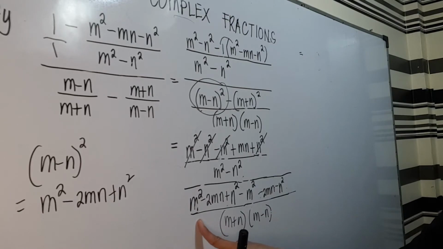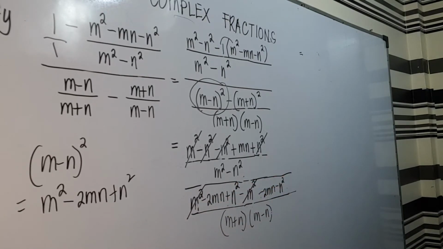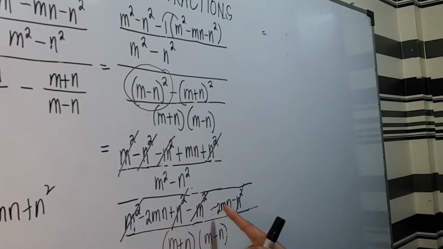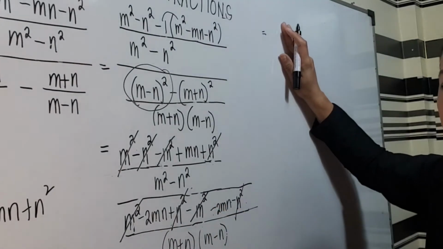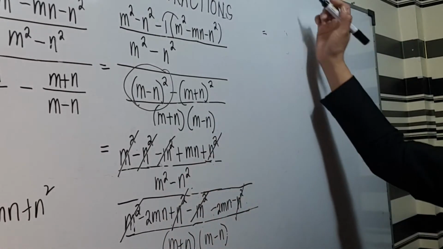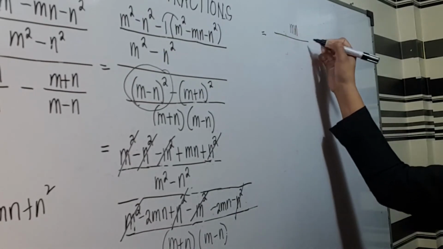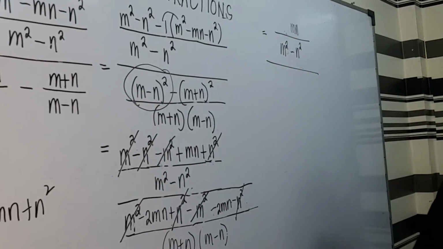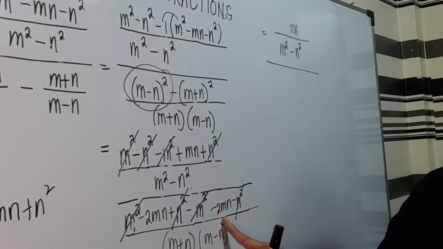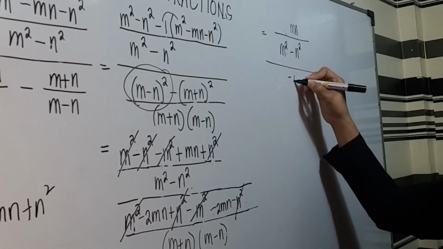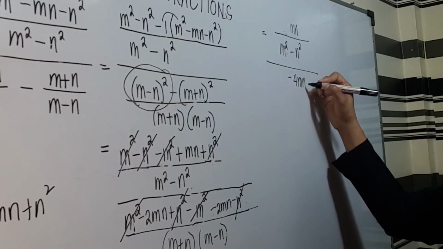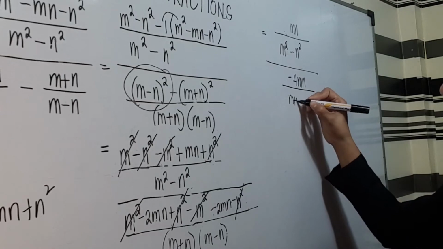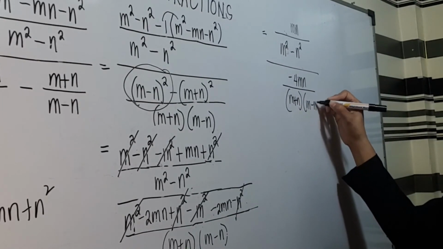Okay? What about in the denominator? We have m squared, negative m squared. Okay? n squared, negative n squared is also cancelled. So we cannot cancel negative 2mn and negative 2mn because they have the same signs. Okay, so what happened to our numerator? That becomes mn. And our denominator is m squared minus n squared. Okay, what about here? Negative 2mn, negative 2mn, so that is negative 4mn. Okay, we're going to put them together because they have the same sign. Over m plus n, m minus n.